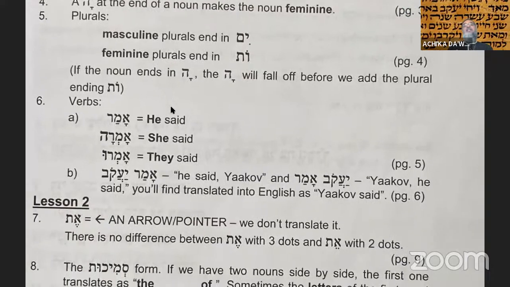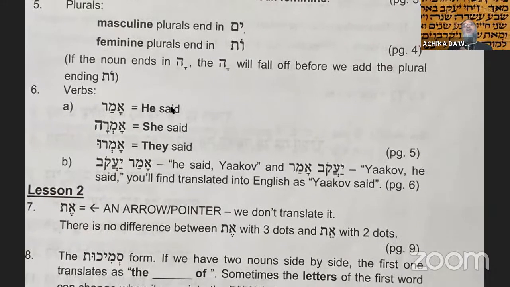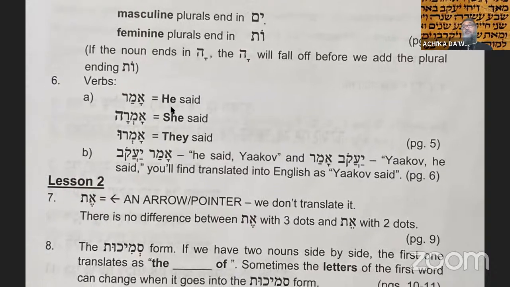Okay. It says if the noun ends in an or the will fall off before we add the plural ending oath. So anytime, again, you see that the language is about rules. If you want to change a singular into a plural with feminine, you'd have to remove the singular ending and then add the plurality. The ending would fall off if you wanted to change a feminine noun from a singular to a plural. You'd have to drop this and add this. Okay. So it's always going to be some dropping and some adding.